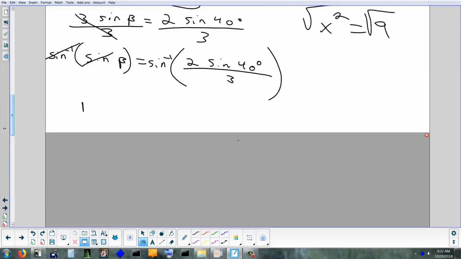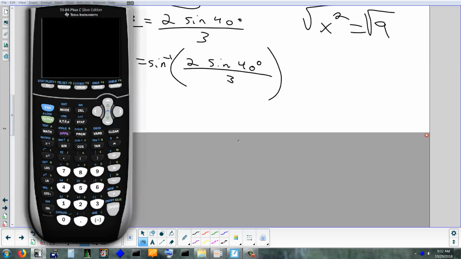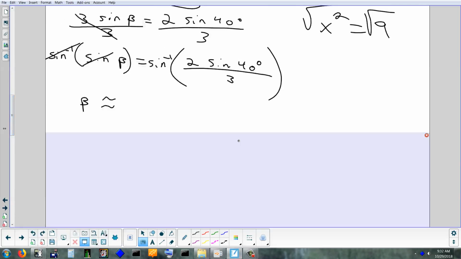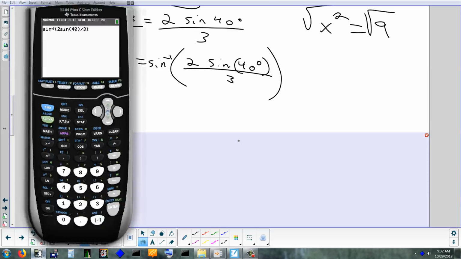So we get beta equals, and now I'm going to type all that into my calculator. Why don't you do regular equals? Because it's going to be an approximate answer. I'm going to round it to a decimal right now. So 2 sine 40, close parenthesis, divide by 3, close parenthesis again for my inverse sine. So what my calculator does is it types it in like this. I don't need the extra set of parentheses around the 40, but I can't stop the calculator from putting it in, so that's just how it does it.